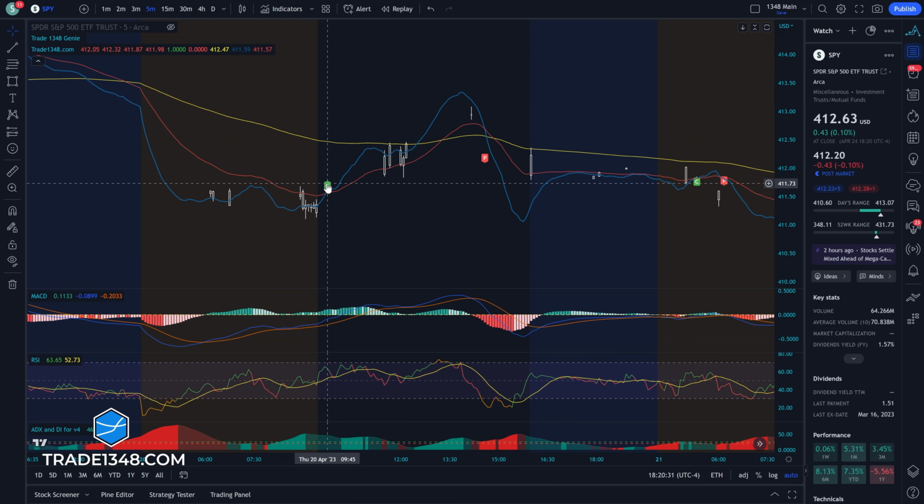We see an example here where there is a call that comes up to the 200, breaks it, fakes everyone out, and then comes right back down. So you take the call as a scalp, you then take the call to the upside, you then understand that this put is going to bring you back down.